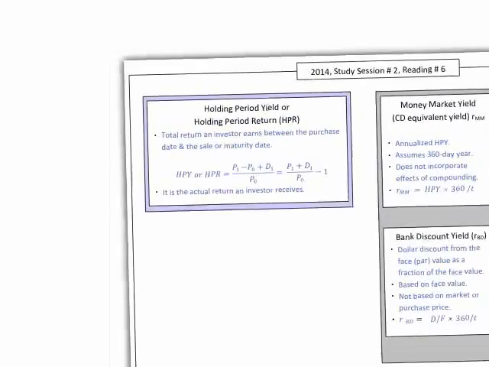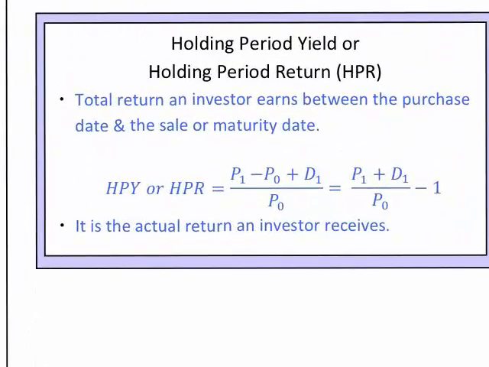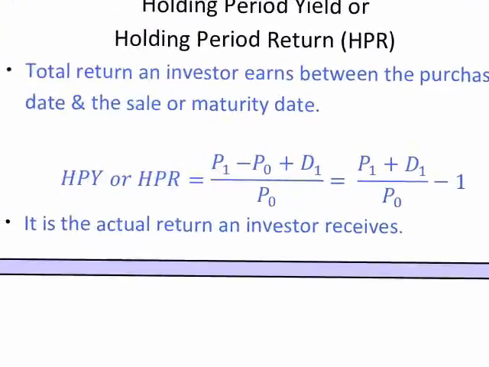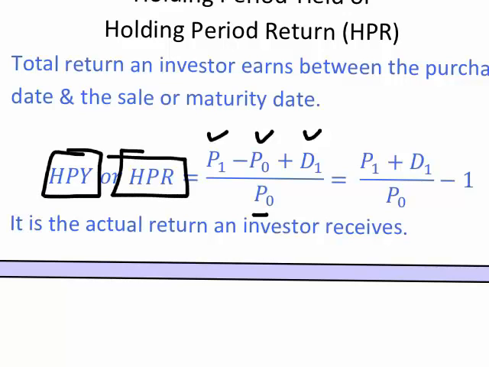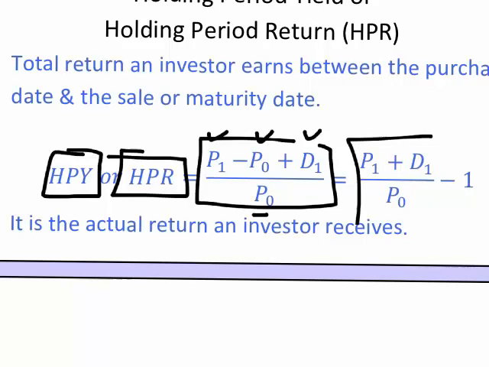Now on the left side we have a formula which we have already discussed: P1 minus P0 plus D1, divided by P0. What you get is holding period yield or holding period return by using this formula. On the previous slide we just did that, so this is not a new formula. You can either use this or you can use this. Both will give you the same answer, and we have just used it on the previous slide. Now we know the name. The name is holding period return.